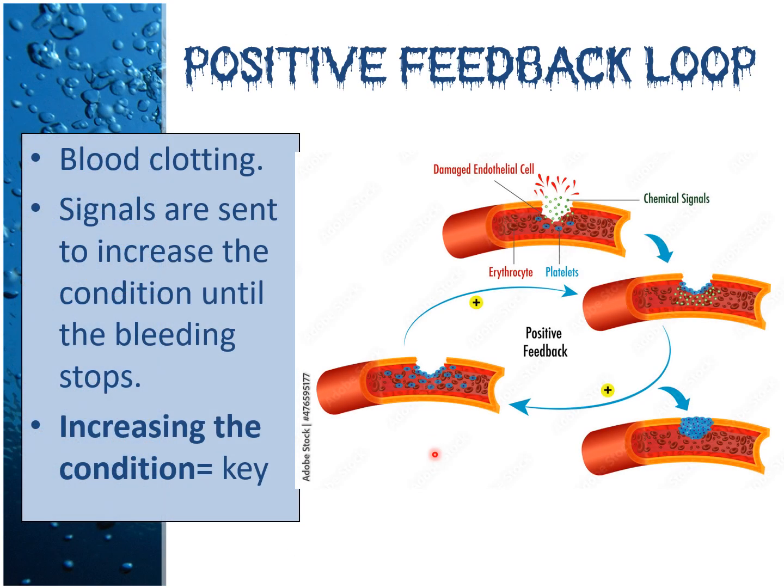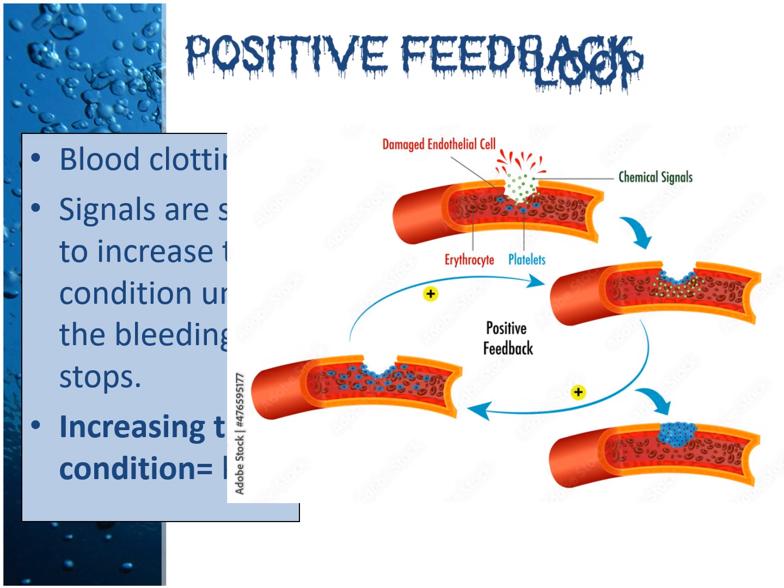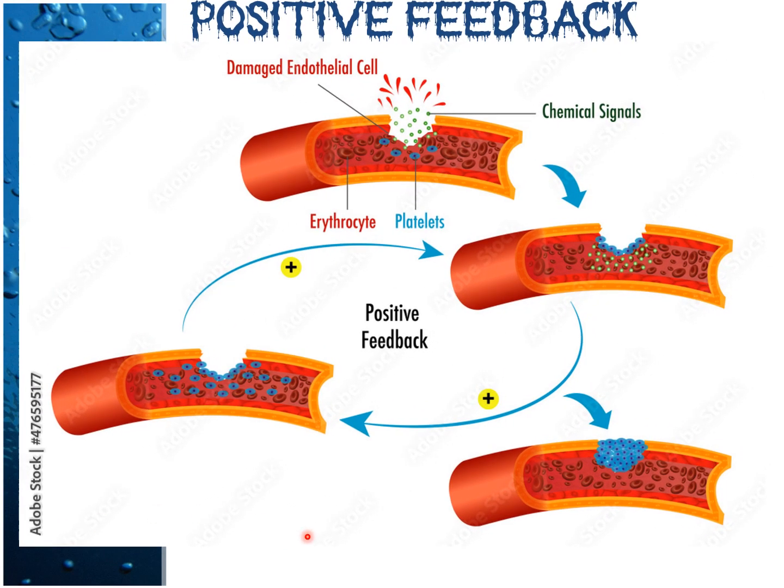Another positive feedback loop is going to be blood clotting. When we have blood clotting, it's going to send signals to increase the condition until the bleeding stops. Increasing the condition is going to be the key. So let's look at this closer.